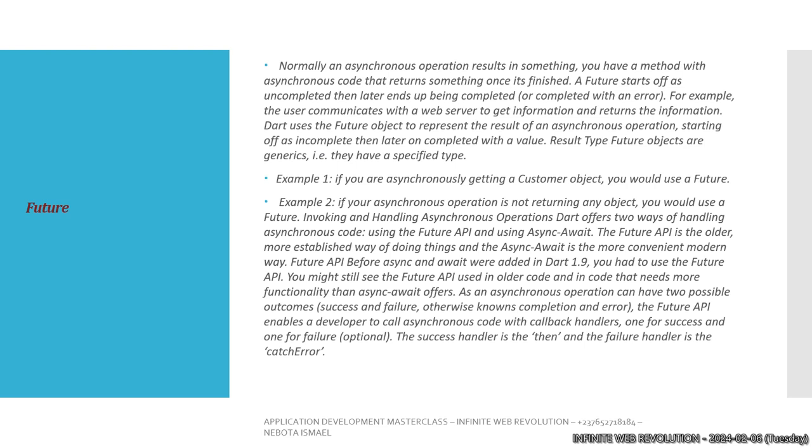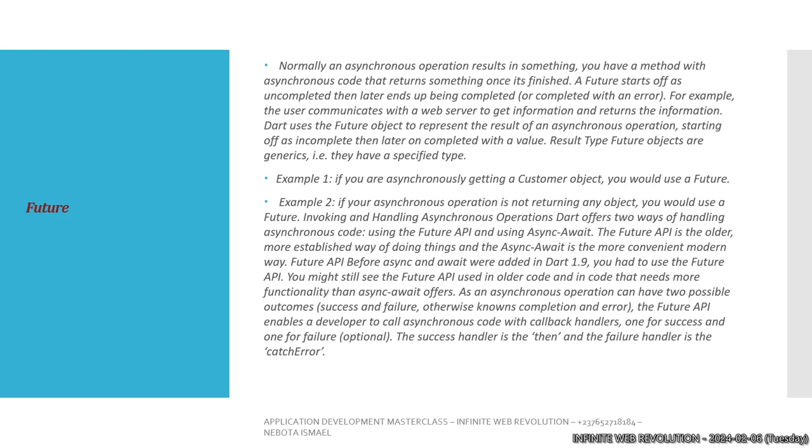Invoking and handling asynchronous operations, Dart offers two ways of handling asynchronous code: using the future API or using async await. When you call the keyword future, whatever you do there could be performed in the future, right? So you could make requests for resources and all of those. And also now you can use what we call async and await. This is asynchronous programming. If you set a specific method as async, it means it is asynchronous. So you are able to control how the different activities are taking place.